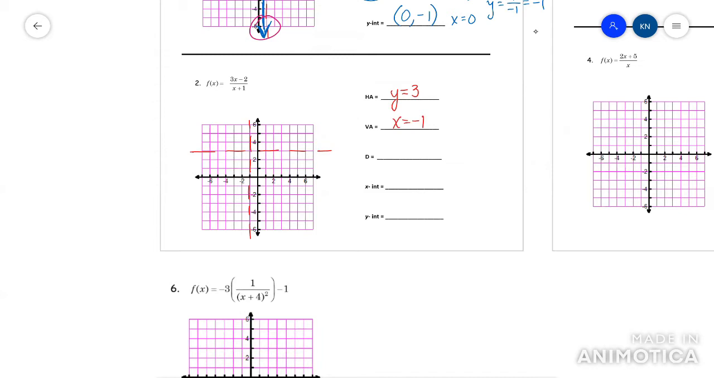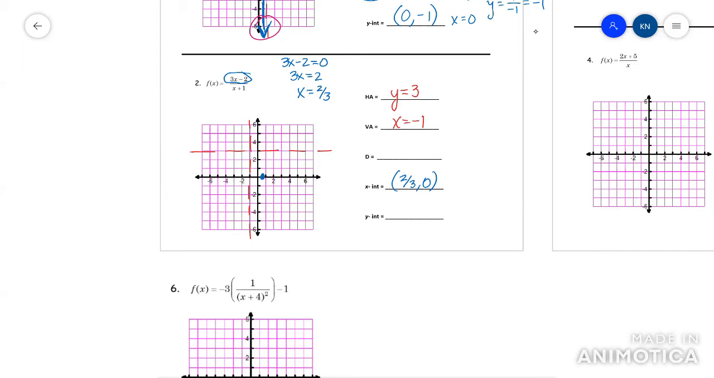Now I'd probably go get my X-intercept. You get your X-intercept by taking the numerator and setting it equal to 0 and solving. So like add 2, divide by 3. I got an X-intercept of 2/3 comma 0, which is here.